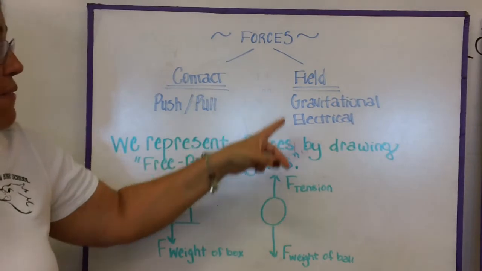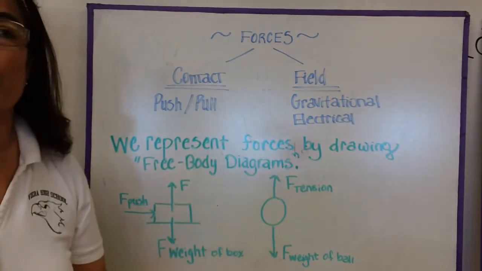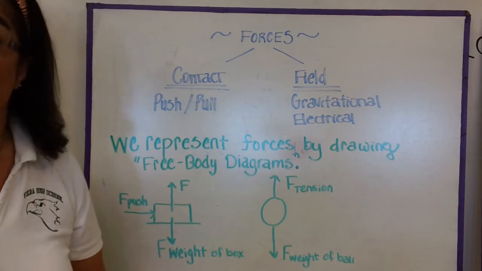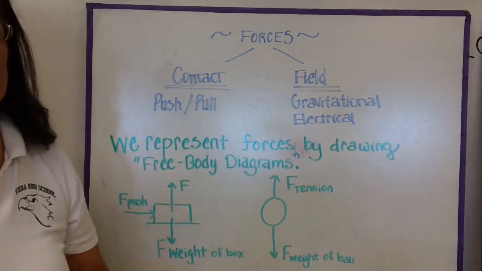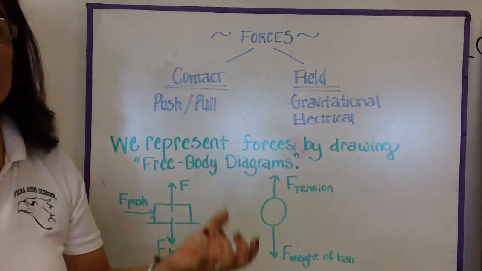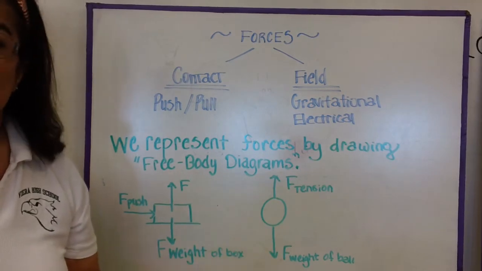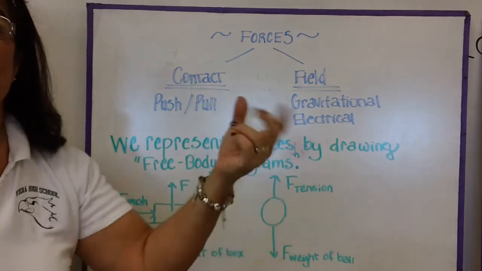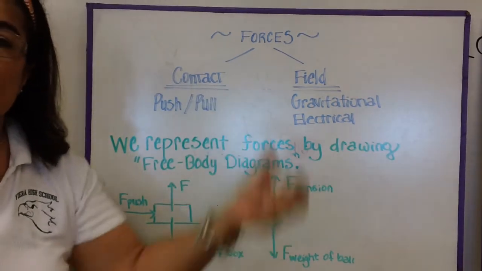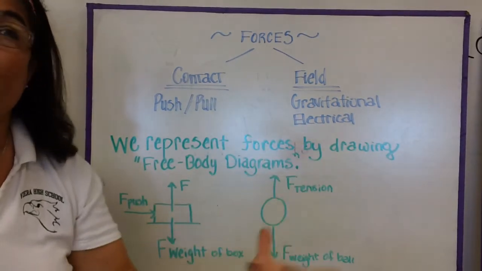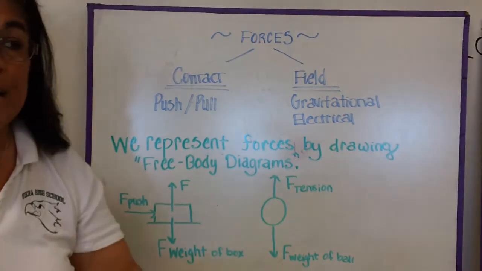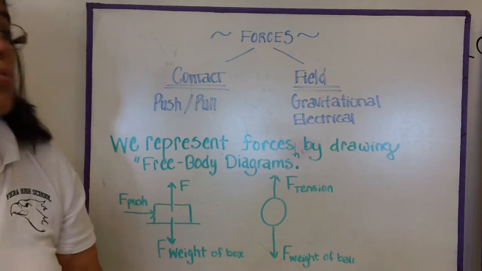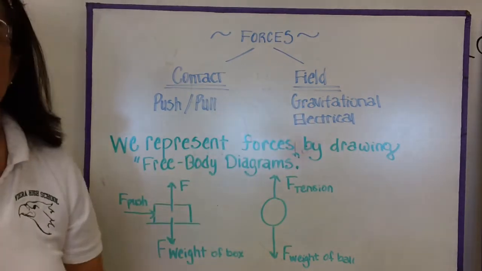Now we're going to talk about field forces. Those don't have to have contact. The one that we've been working on so far is gravitational force. Gravitational force is something that is pulling an object down. For instance, last chapter we talked about throwing a ball up in the air and having gravity constantly pulling it down. But the gravity isn't touching the object. The object isn't necessarily touching the earth for the gravity to work. So this is what we call a field or a distance force.